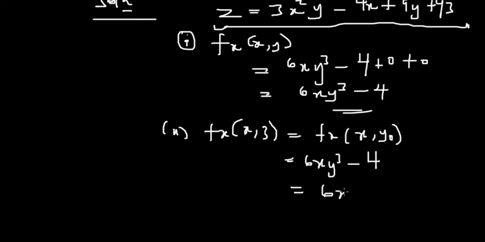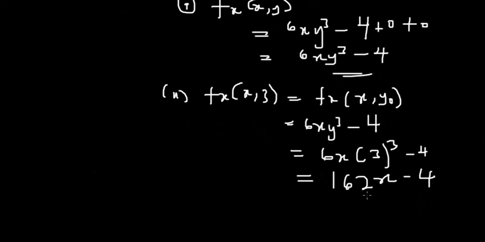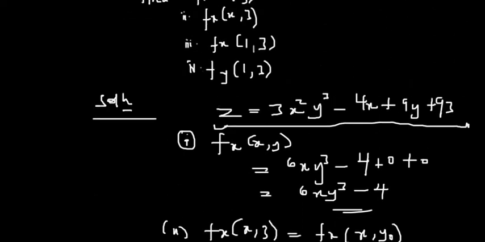So you have 6x, and then you insert your y component, which is 3, exponent 3. Then we have minus 4. So when you compute the whole of this, 162x minus 4. So these two are not like terms, so you cannot add them. So we end the solution over here. So let's take the next one.